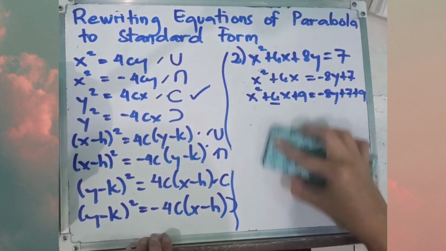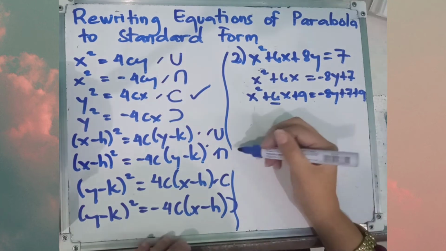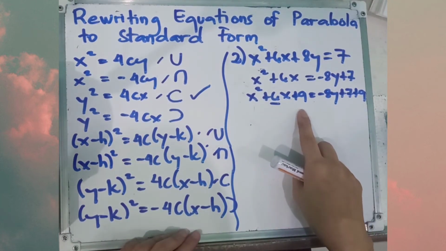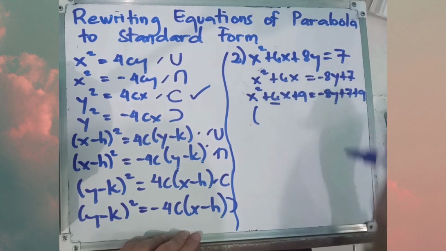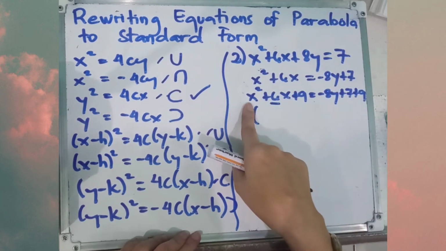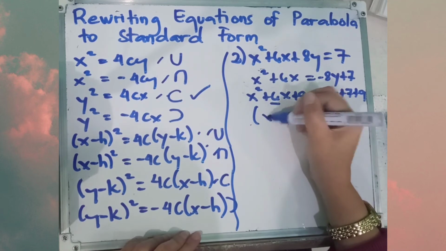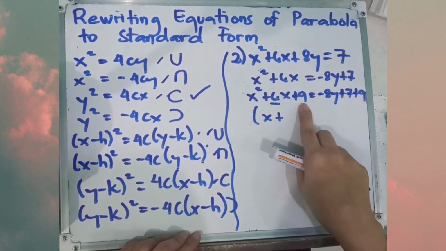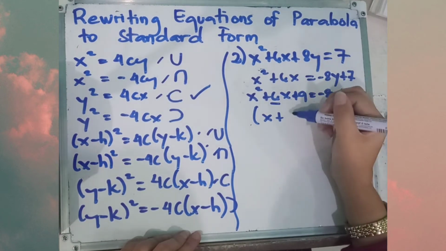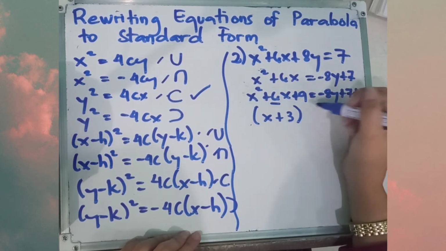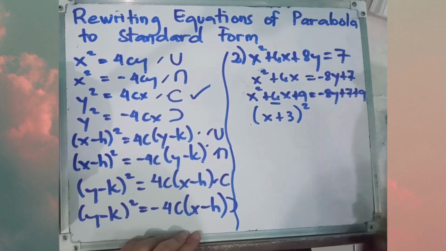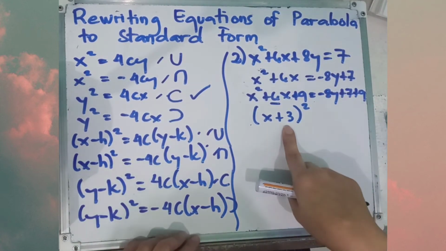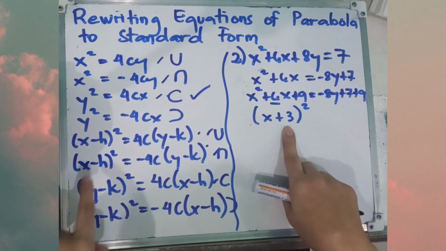Now we factor. Since this is a perfect square trinomial, the factor of this is the square of a binomial. How do we do that? Look for the square root of the first term, which is x. The sign of the second term, that's positive. The square root of the third term, that is 3, close parenthesis squared. So this left side of the equation somehow looks like this, right?